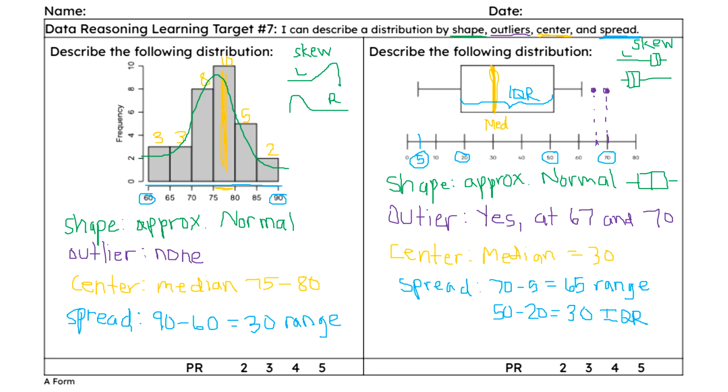So shape, outliers, center, and spread is the way you can describe any univariate quantitative data set.